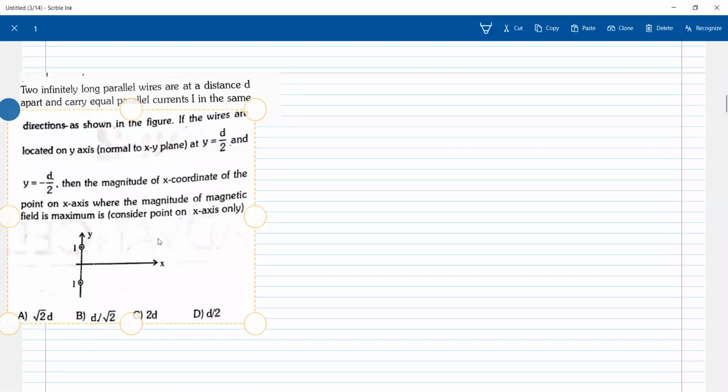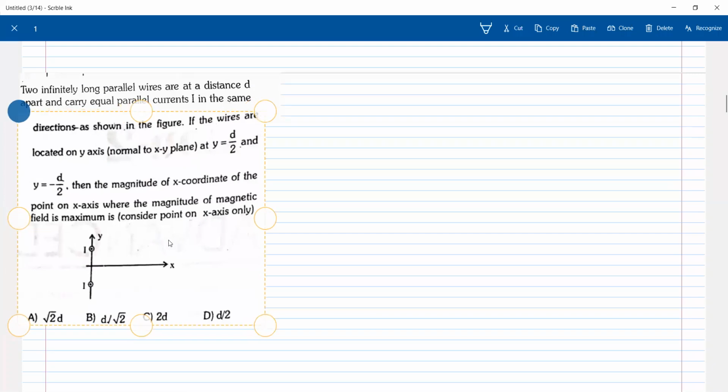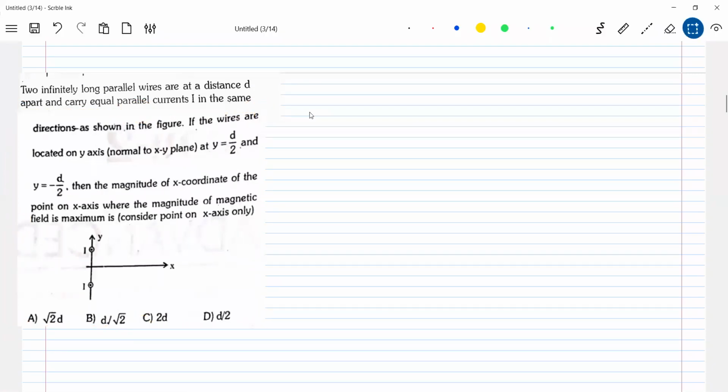Okay, read the question. Two long parallel wires are at a distance d apart and carry equal parallel currents I in the same direction as shown. The wires are located on the y-axis, normal to the xy plane at y equal to d by 2. The separation between them is d by 2 from the origin. So at what point will the magnetic field be maximum?